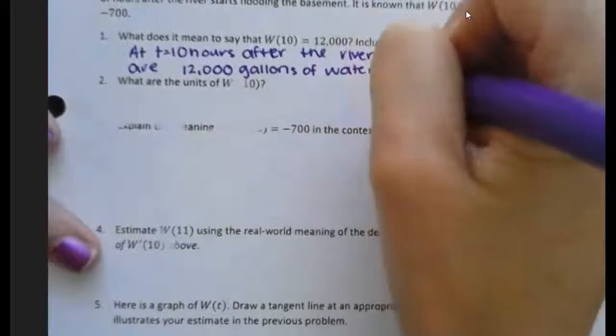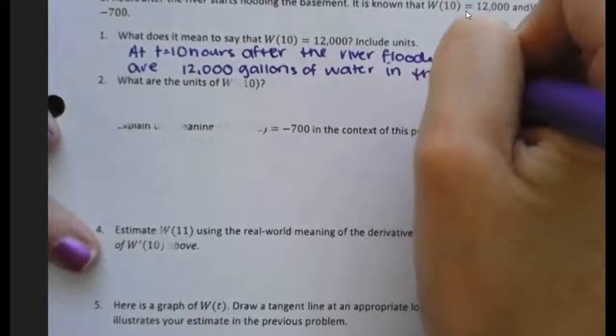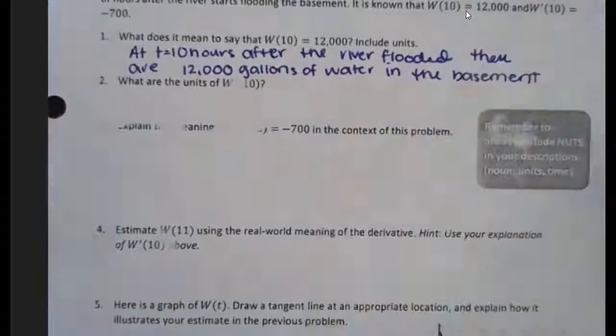We just put at 10 hours, there's 12,000 gallons of water. Would that be okay? Or is that not specific enough?